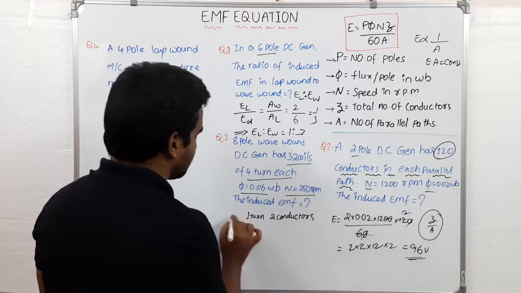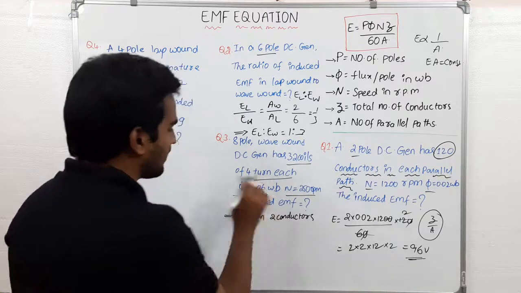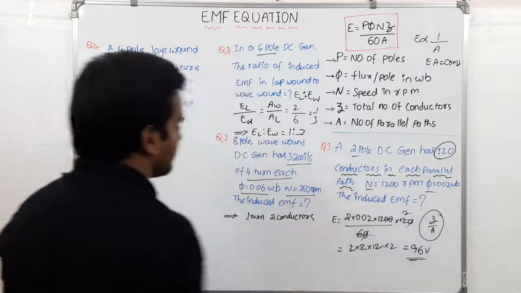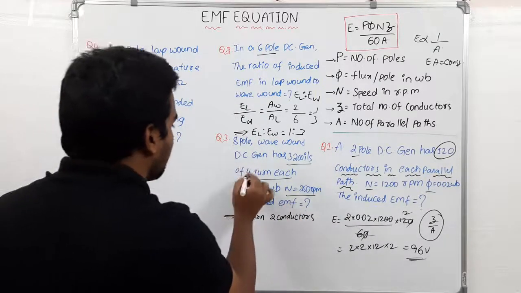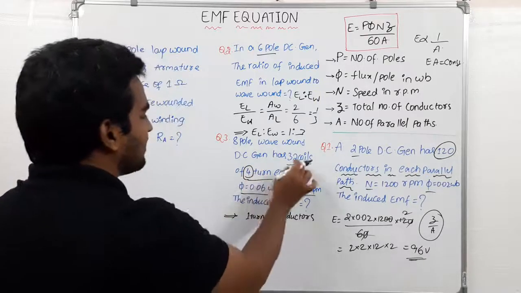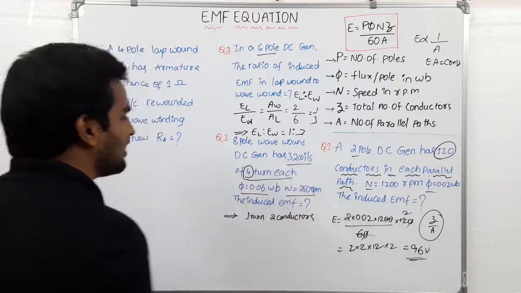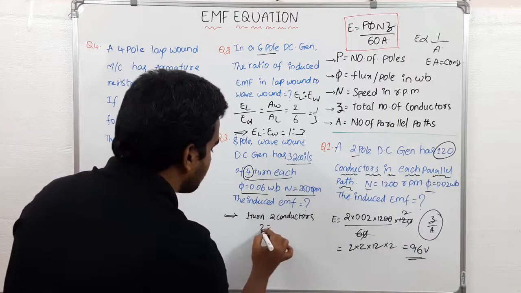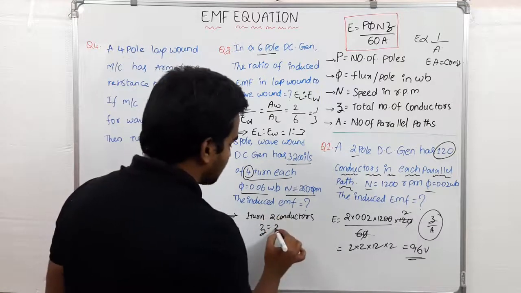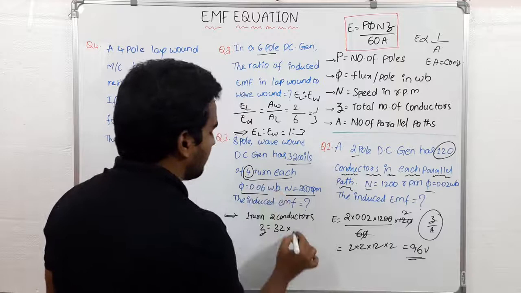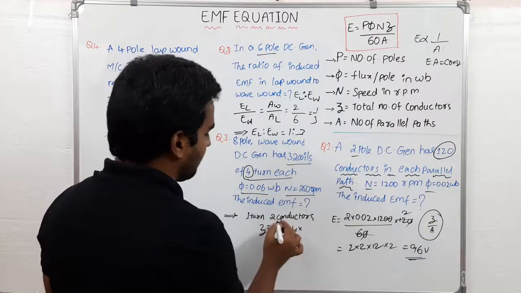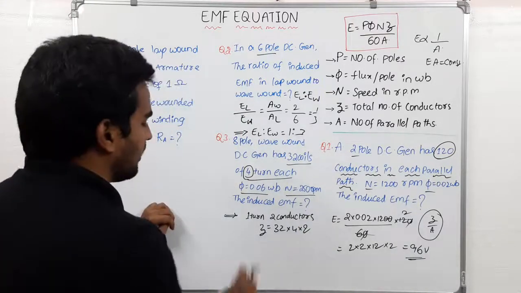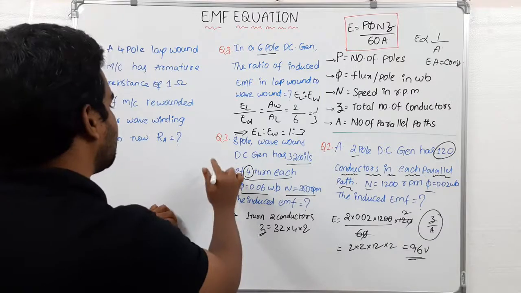If they don't mention the number of turns in the coils, we'll consider one turn and 2 conductors in each turn. But in this particular problem, they have mentioned that there are 4 turns in each coil and there are 32 coils in the armature winding. So the number of conductors Z will be Z equal to number of coils 32 into number of turns in the coil 4 into number of conductors in each turn 2. This will be the total number of conductors in this particular DC machine.